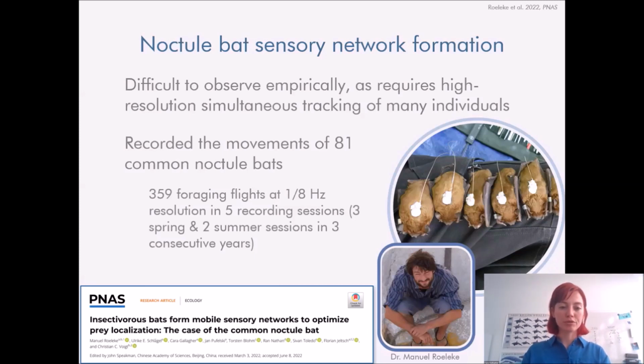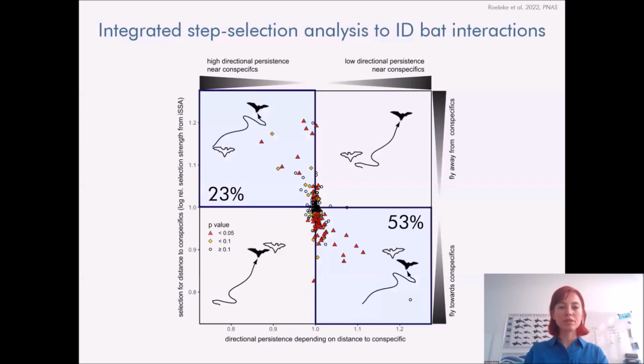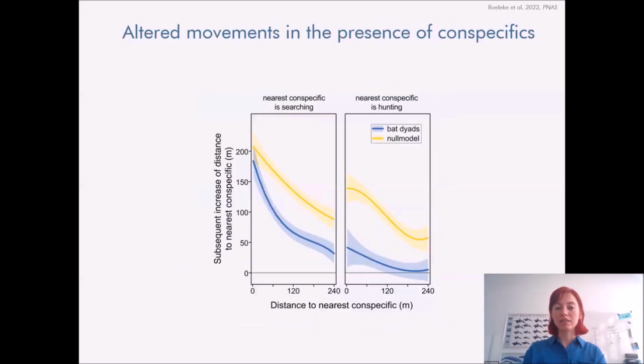From this empirical tracking data, they were able to use integrated step selection analysis to identify where individual bats interacted. Then they used that to define the different movement characteristics of bats based on their distance to a conspecific, and that's dependent on the behavior of the conspecific. So they can decipher whether that conspecific is searching or hunting, and then assess the changes in distance of a focal bat based on that.